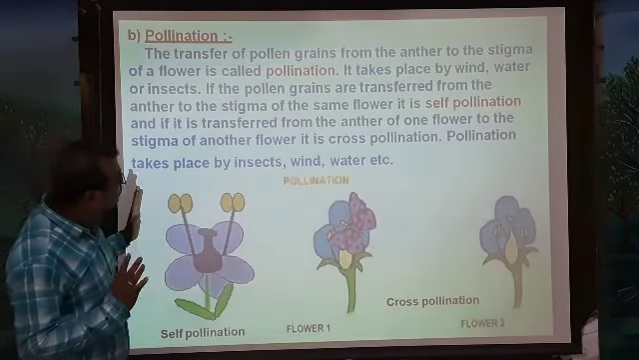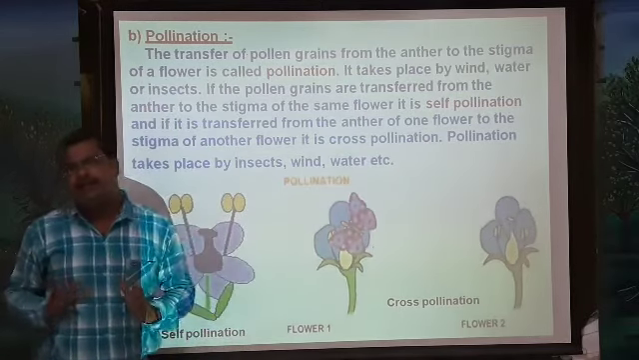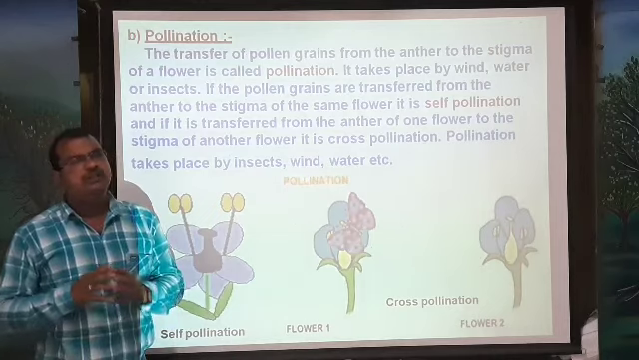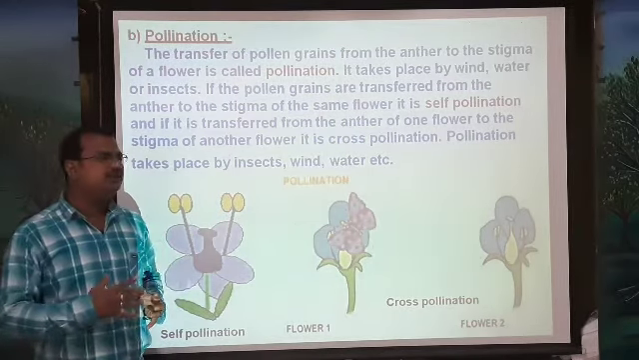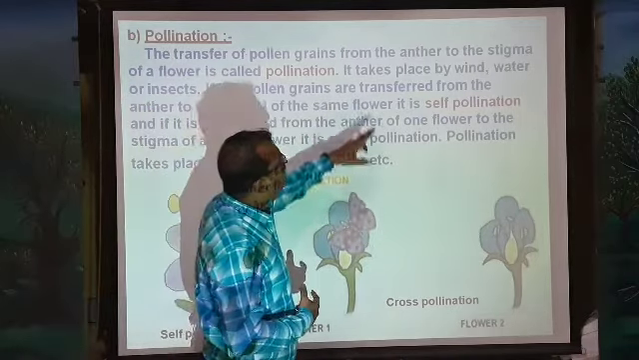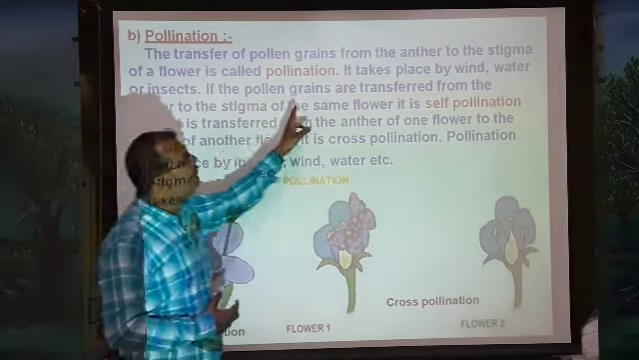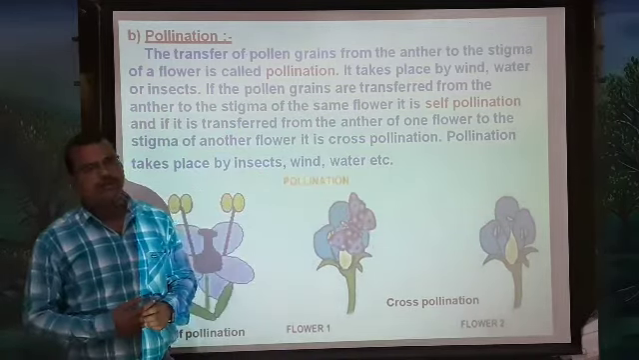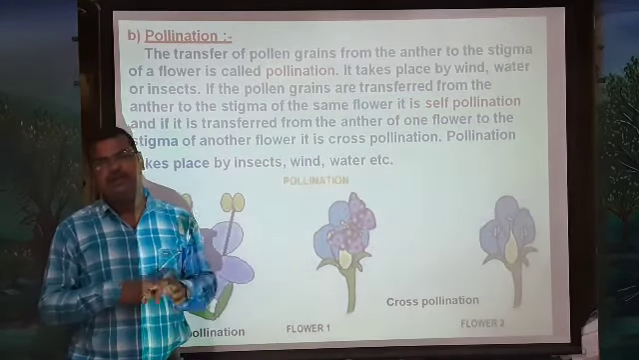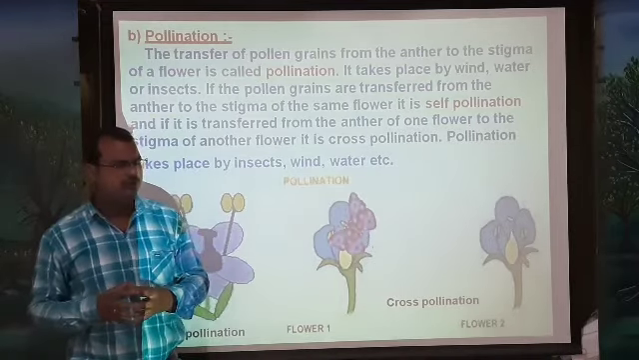These wind, water and insects are also called agents of pollination, because they help in pollination, hence they are called agents of pollination. If the pollen grains are transferred from the anther to the stigma of the same flower, it is called self-pollination. So basically pollination has two types. One is self-pollination and the other one is cross-pollination.